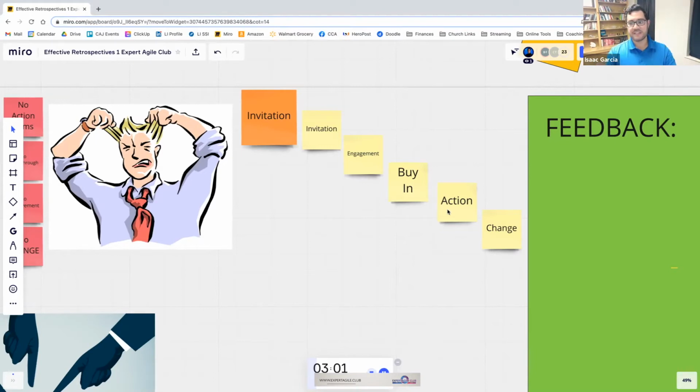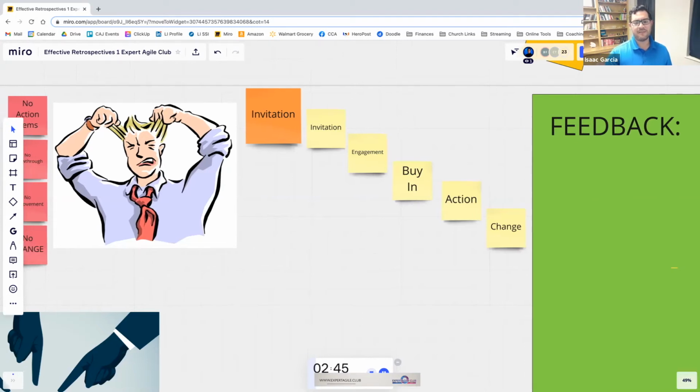So you want to be looking for these things. If you're saying, I don't see any change, nothing's changing, are you seeing action? If you're not seeing action, ask yourself, am I seeing buy-in? If you're not seeing buy-in, ask yourself, am I seeing engagement? And then ask yourself, if I'm not seeing engagement, where is this coming from?